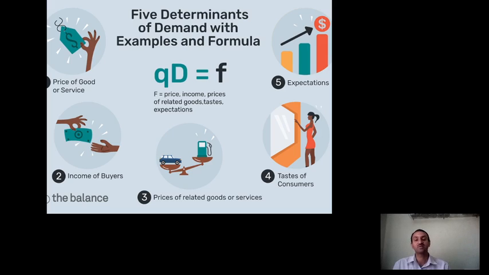These factors will decide how much quantity will be demanded. So these factors we should remember. A 5 marks question may come in your examination: what are the determinants of demand? At that point of time you can write these 5 points and explain. That is, price of goods or services, income of buyers, prices of related goods and services, taste of the consumers, and expectations of the consumers.